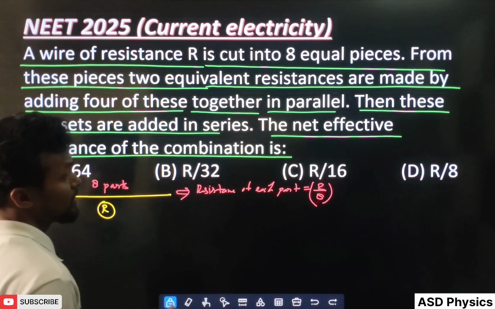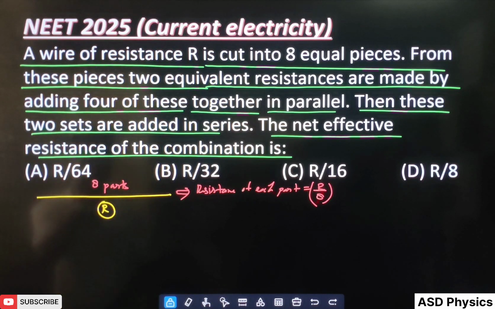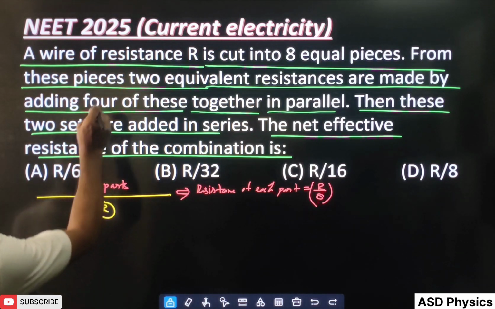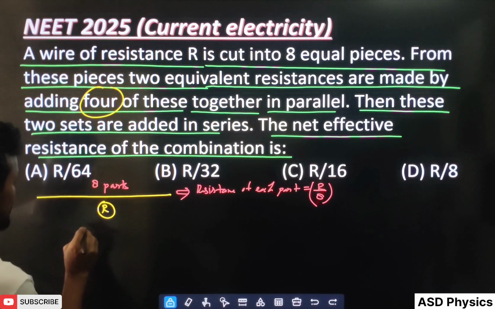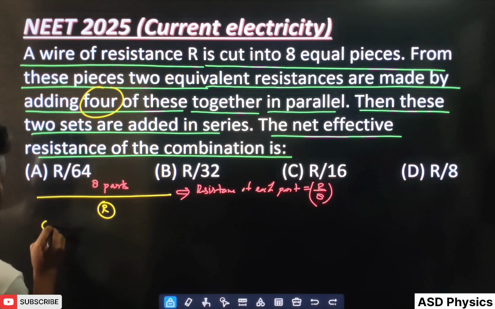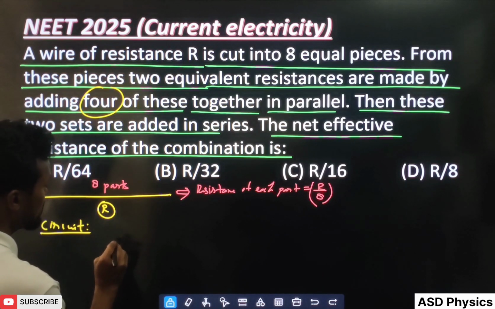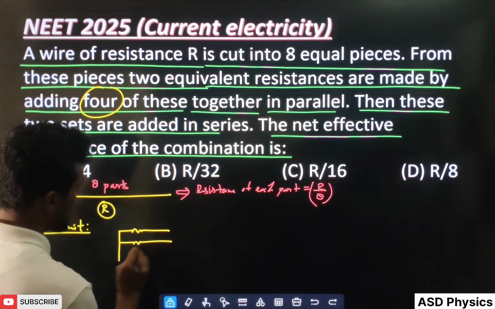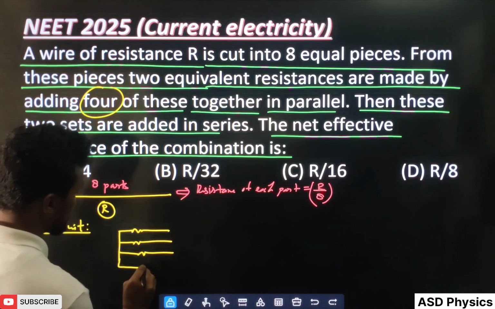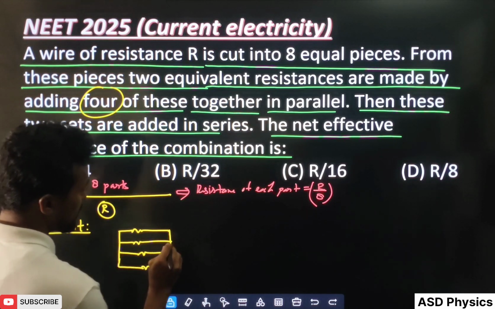Now after that, they are connected in parallel. How many are connected in parallel? 4 of these together in parallel. Okay, so I will just draw the circuit diagram here, so that you can see very well. This wire is this, but I'm drawing it just like a circuit diagram. See here. This is one wire, this is one wire, this is one wire, and 4 wires are connected in parallel.